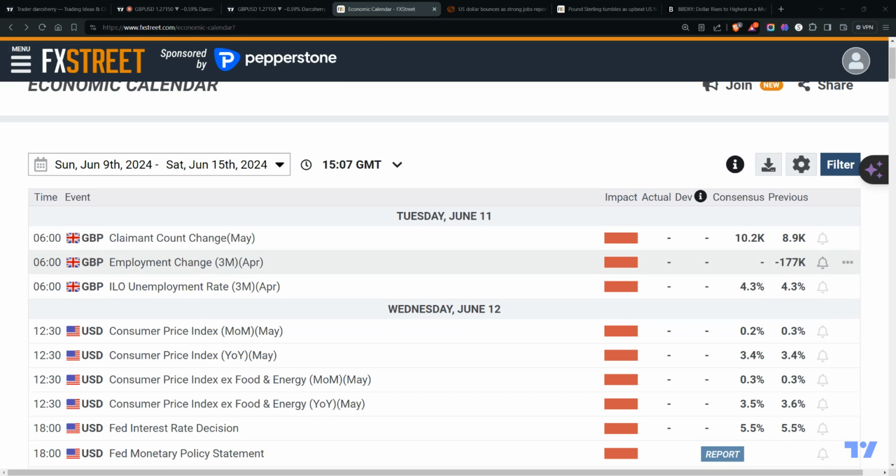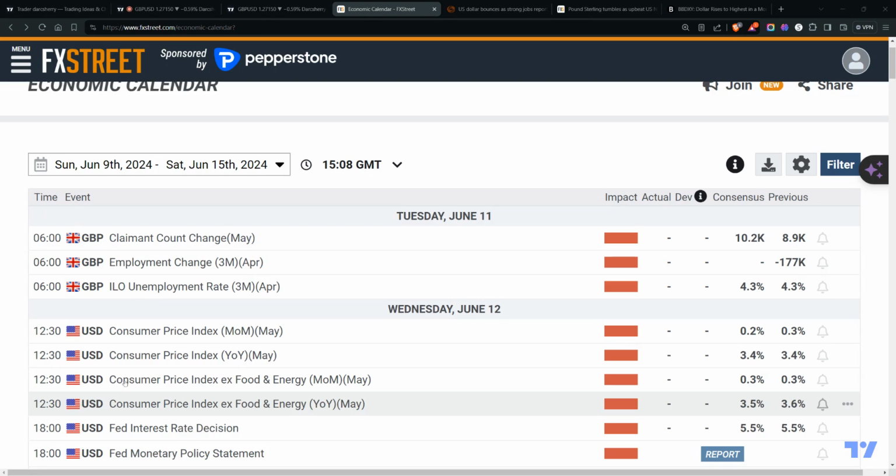Then we also have the employment change data, which will also be coming up simultaneously. And this refers to the net change in the number of employed personnel in the United Kingdom. Then at the same time, we are going to be looking at the International Labour Organization unemployment rate, that is the ILO, and this, of course, will also be giving us an insight into the measure of unemployment, encompassing individuals actively seeking employment and those available for work but not actively seeking.